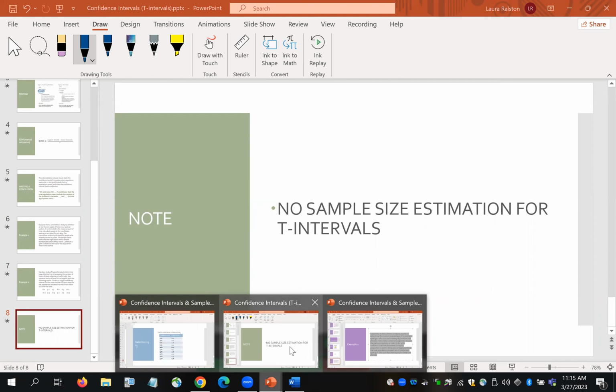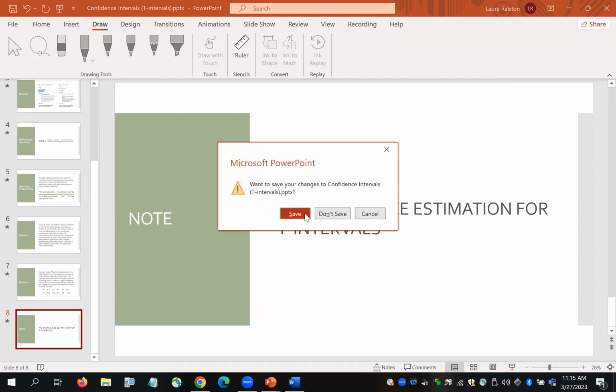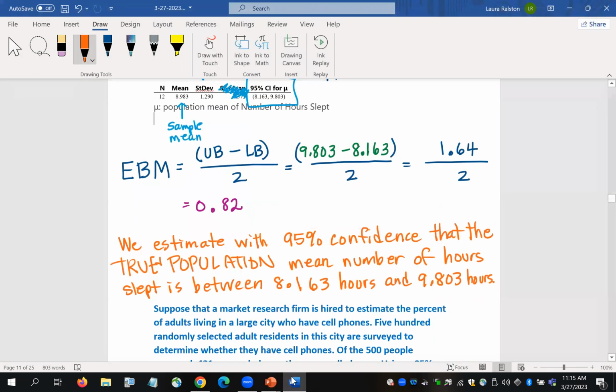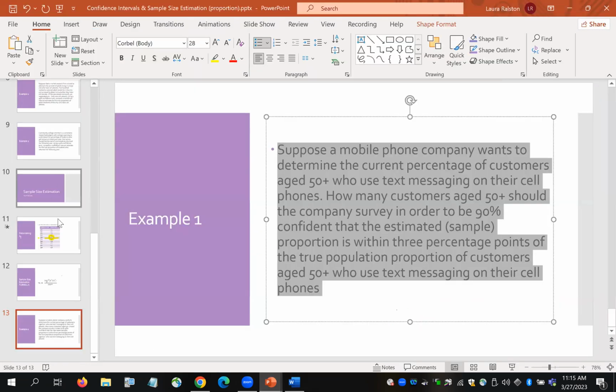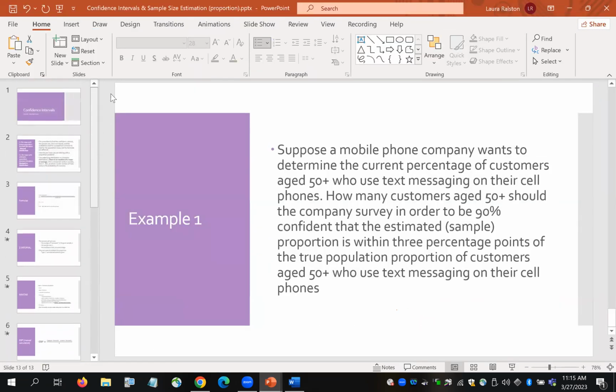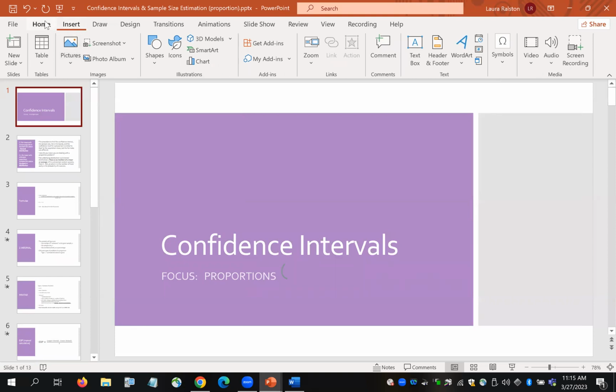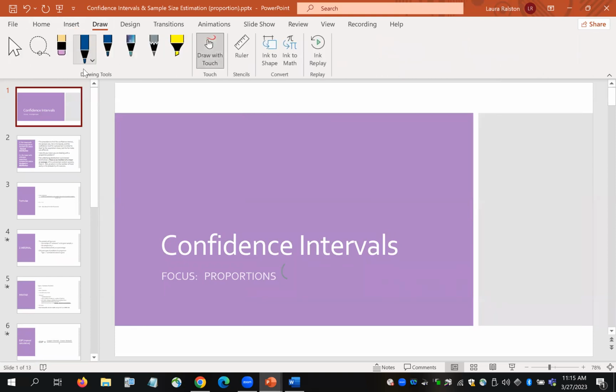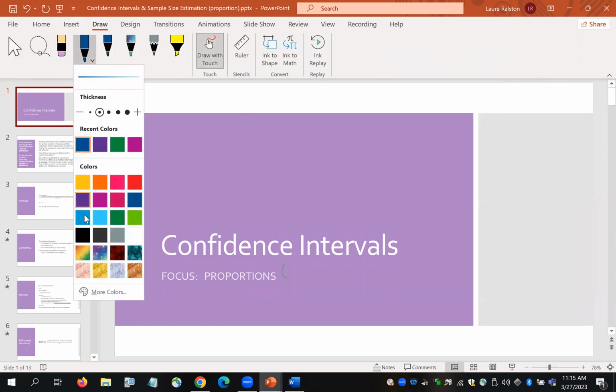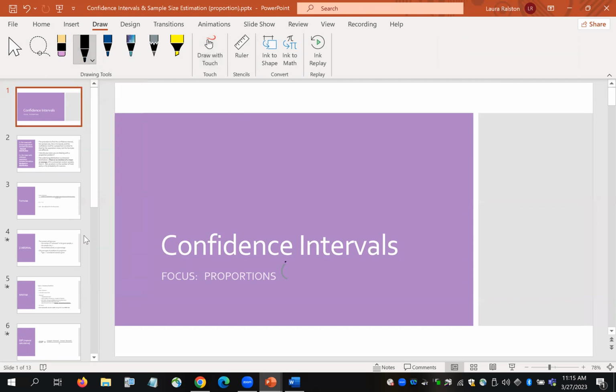So now let's look at the last option, and the last option is where you have a proportion. Okay, instead of the mean, we're going to deal with proportion. So the idea of proportion, it could also be stated with percentages.